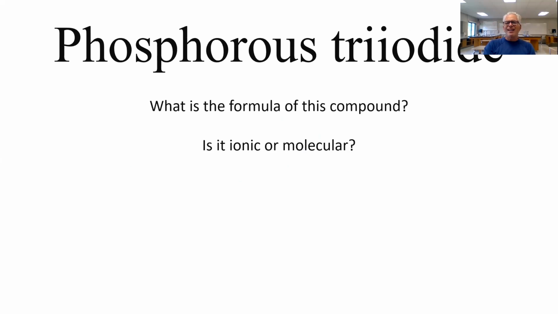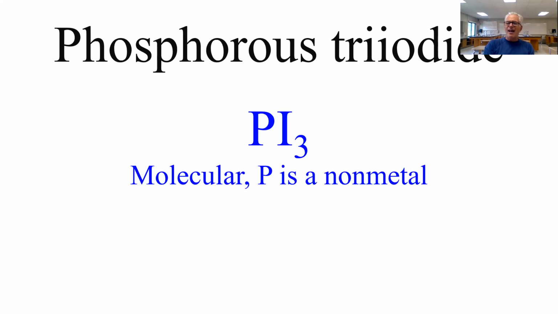Phosphorus triiodide. I like that with the two I's, right? Phosphorus, a lot of letters, change it to P with 3 iodines. PI3, not III.